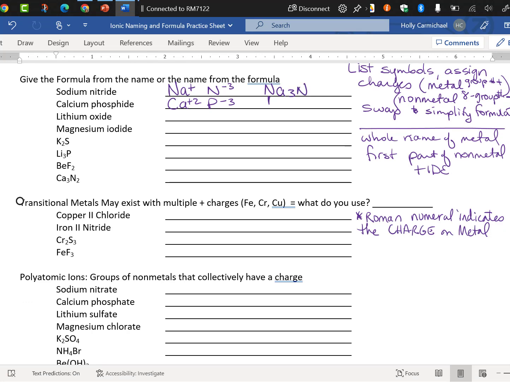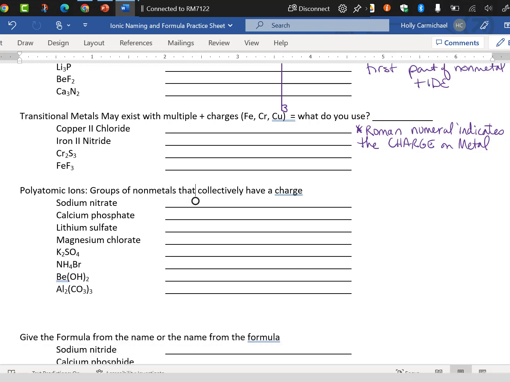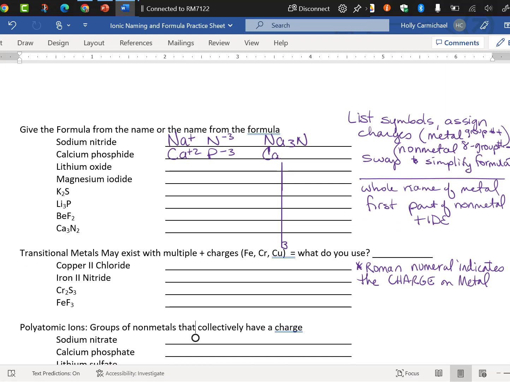So then the Ca with P, calcium phosphide. Calcium's a +2, it's in group 2. Phosphorus is in group 5, so 8 minus 5 tells you it's a negative 3. So swapping these, the metal is always written first. There are going to be 3 calciums, because that is the charge on the phosphorus, and there are going to be 2 phosphorus, because that's the charge on the calcium.